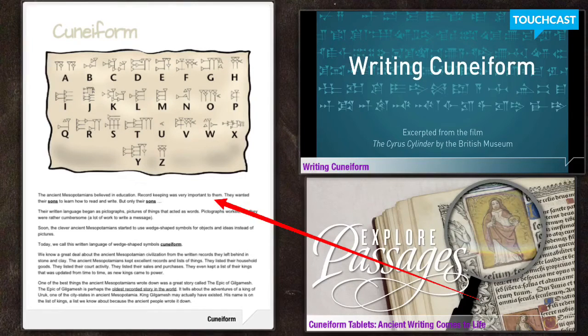The ancient Mesopotamians believed in education. Record keeping was very important to them. They wanted their sons to learn how to read and write, but only their sons.